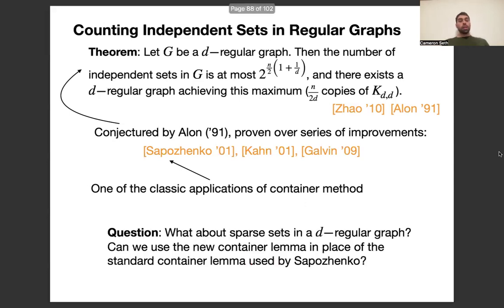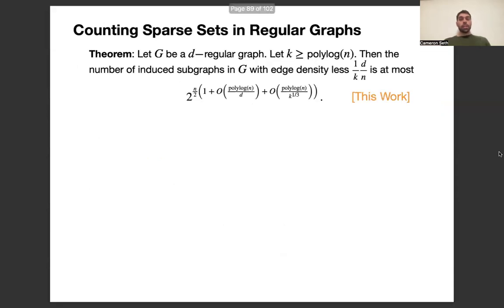And so the question we have is, what about sparse sets in a d-regular graph? We can upper bound the number of independent sets in a regular graph, but what about sparse sets? Since we have this new container lemma for sparse sets, can we use it in place of the standard container lemma that was used by Sapozhenko? What we show is that, yes, using this container lemma right in place of the previous one, we can show that the number of induced subgraphs in a d-regular graph with edge density at most this expression can be upper bounded by roughly 2 to the n over 2.